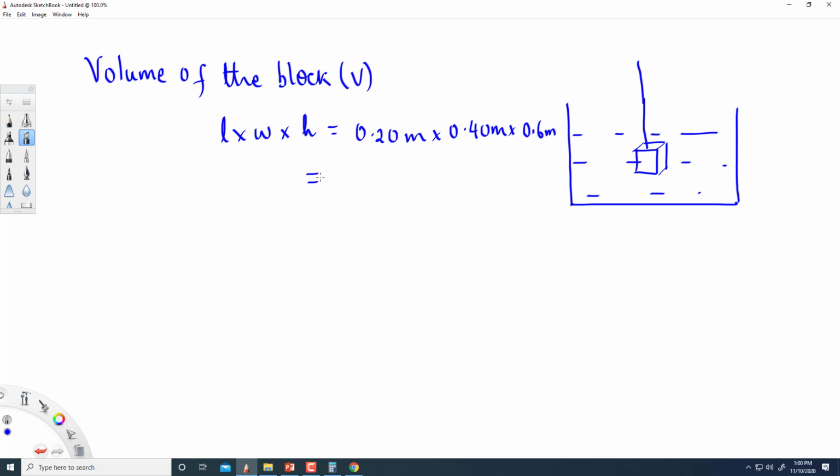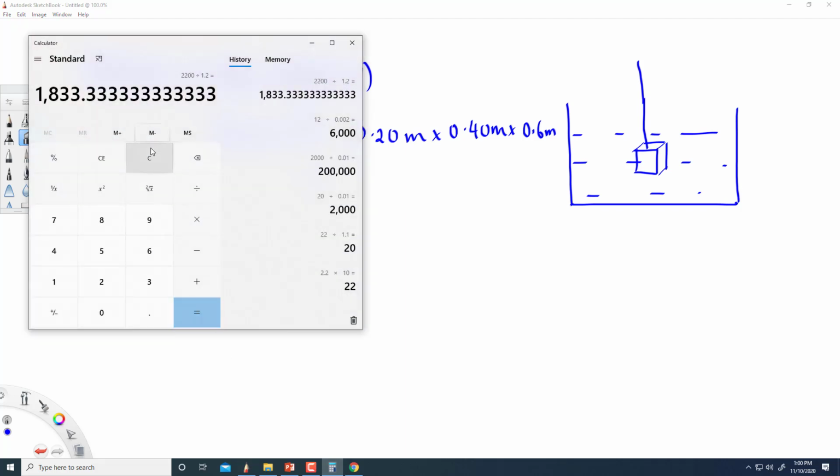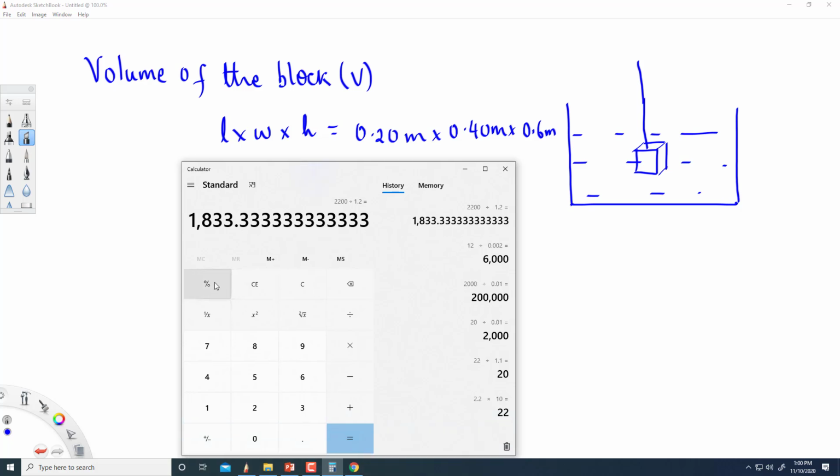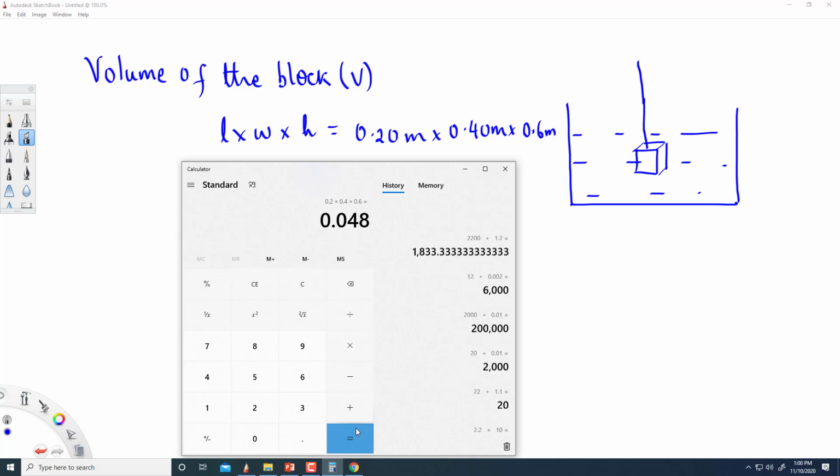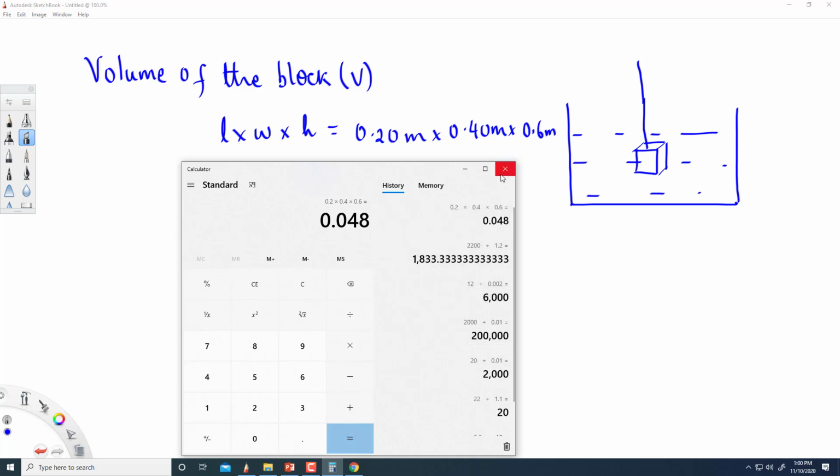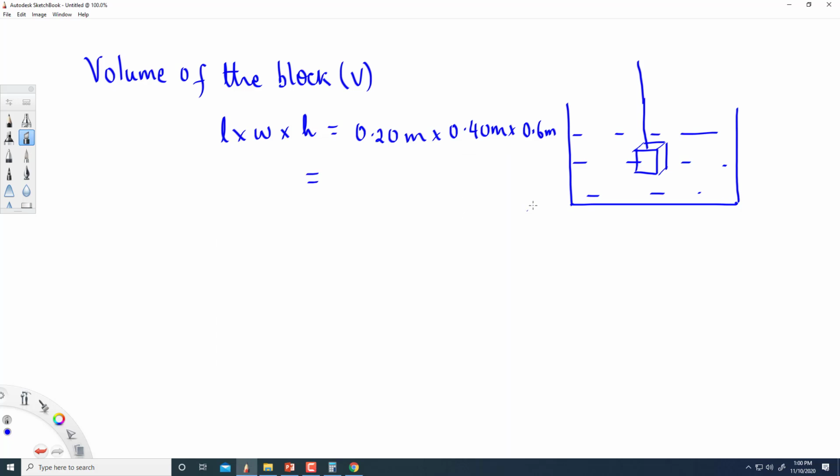If I do the calculation, 0.2 times 0.4 times 0.6 gives me 0.048. That's the volume, and it's meter times meter times meter, so volume is meter cubed or cubic meter. So that's the volume.